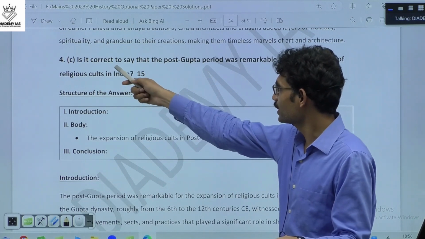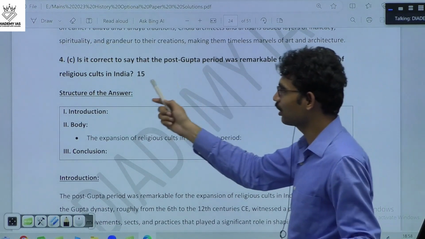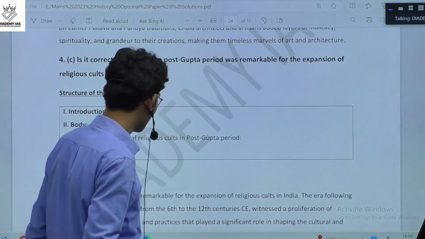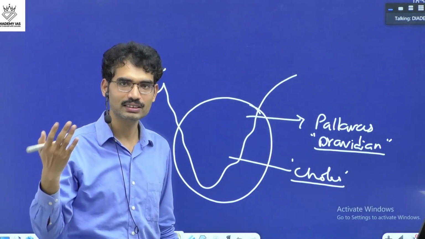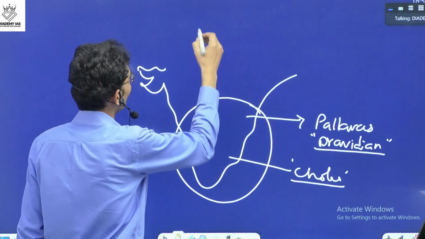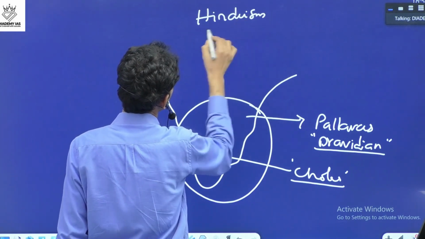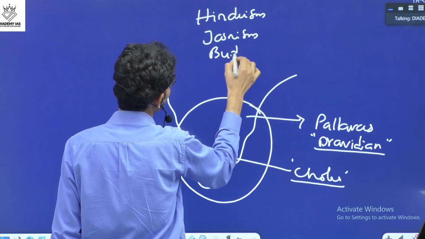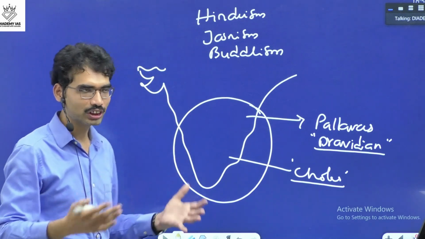Fourth question: is it correct to say that the post-Gupta period was remarkable for the expansion of religious cults? Simply, you have to talk about the early medieval time period and the various religions. By the Gupta time period itself, Hinduism, Jainism, Buddhism, they all take shape.